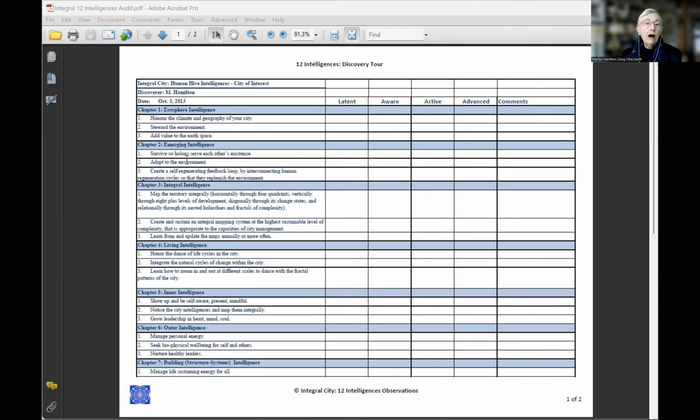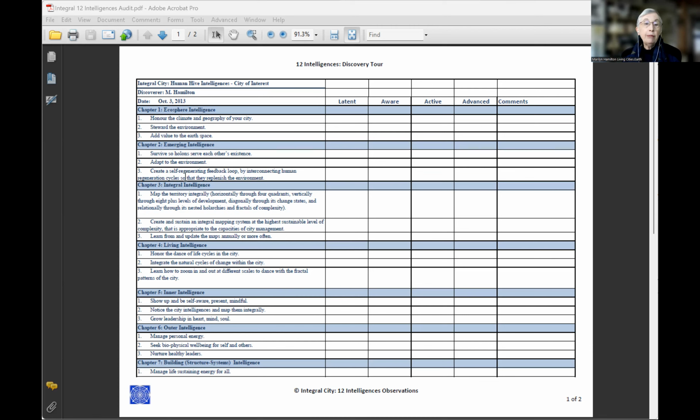The next observation relating to emerging intelligence is adapting to the environment. So since I consider an integral city a living city, one of the qualities of a complex adaptive system that is alive is that it must be able to adapt to its environment. So that's why I have located that in the emerging intelligence, because of course our environments on every scale are always dynamic.